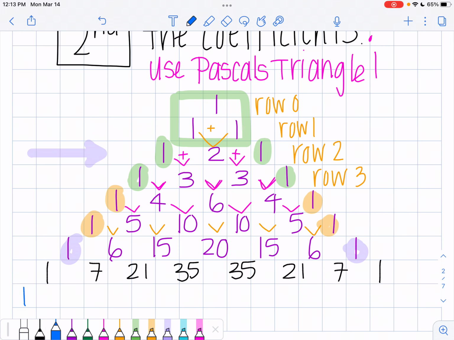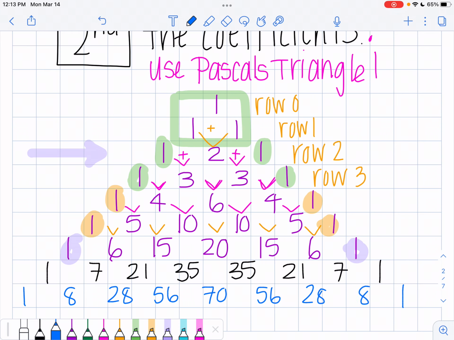Start with a 1, end with a 1. 1 plus 7 is 8. 7 plus 21 is 28. 21 plus 35 is 56. 35 plus 35 is 70. 35 plus 21 is 56. 21 plus 7 is 28. 1 plus 7 is 8.